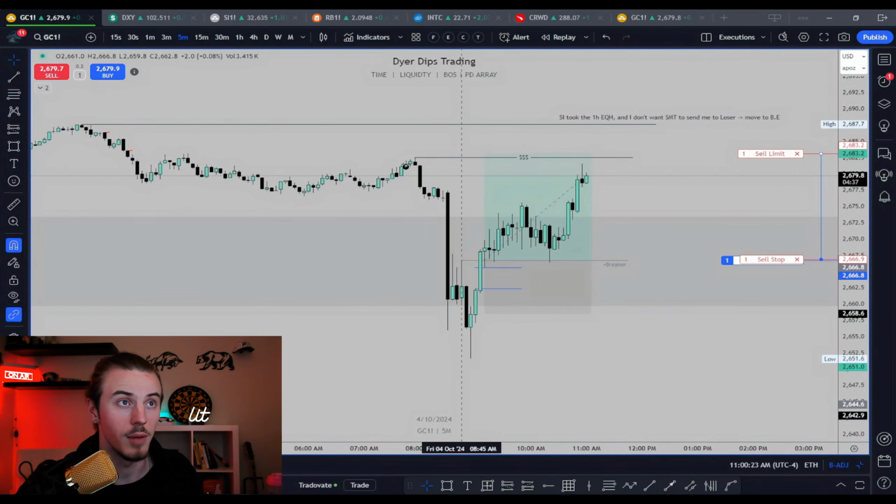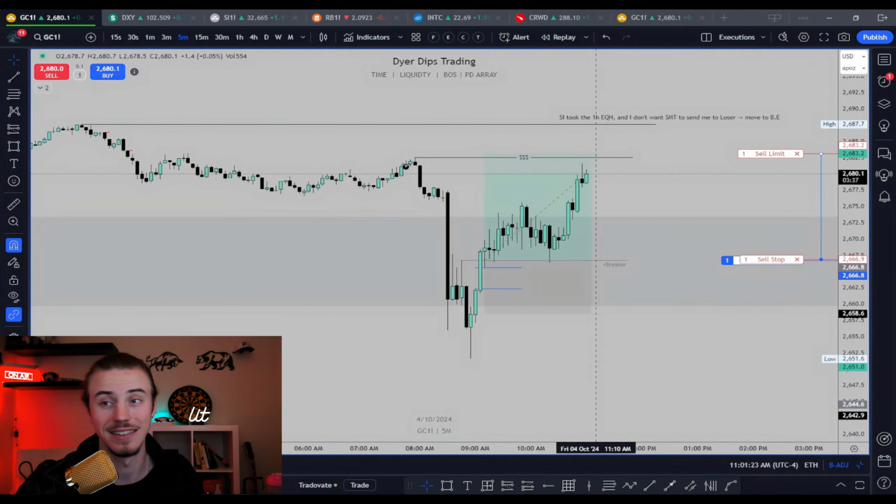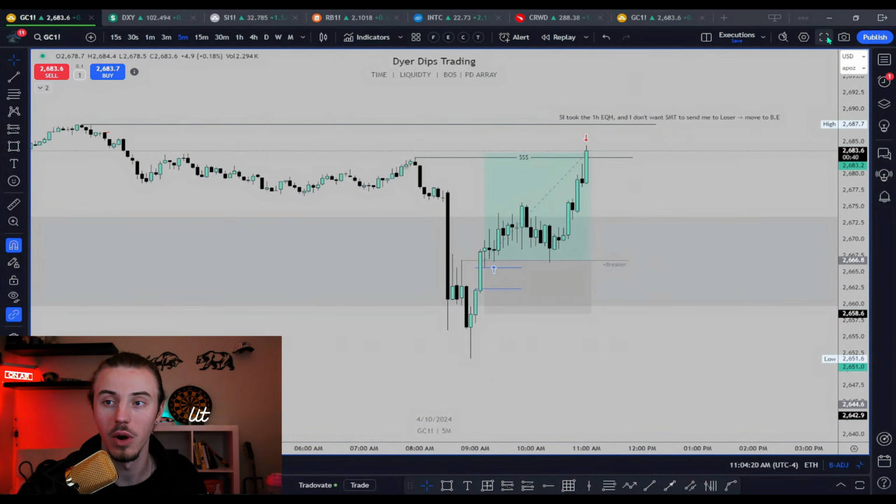So as you can see here, stop loss goes up. And then eventually that doesn't really matter because shortly after, price goes up and takes us out for a nice winning trade or a pretty quick and easy 2-to-1 risk to reward.